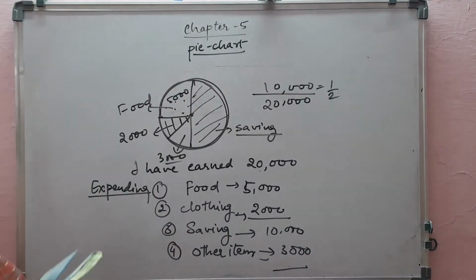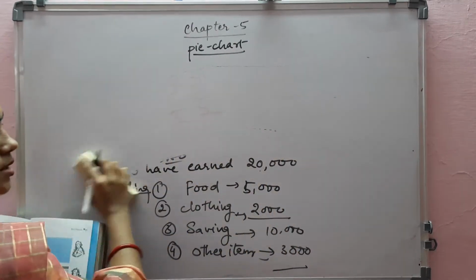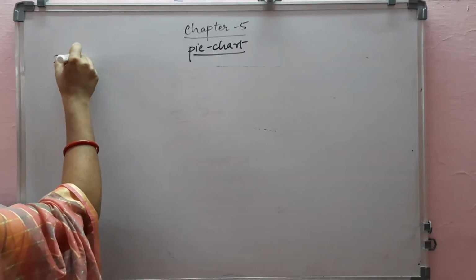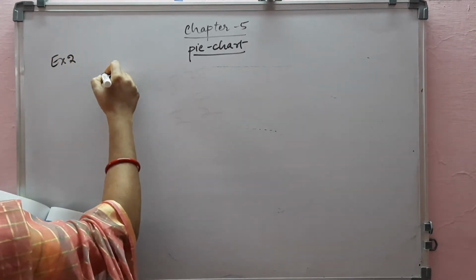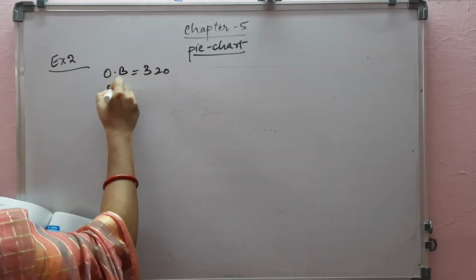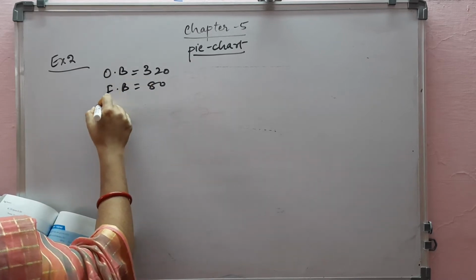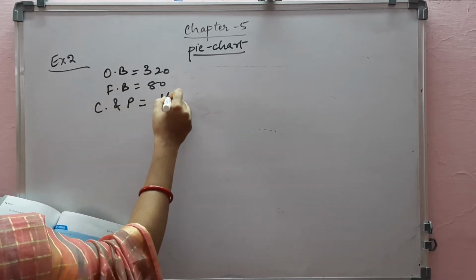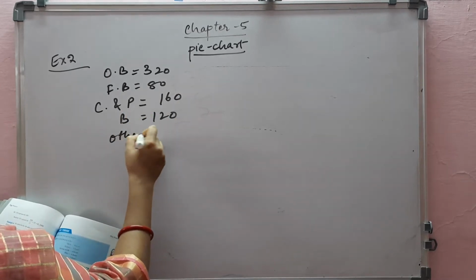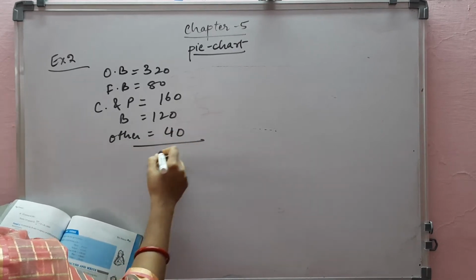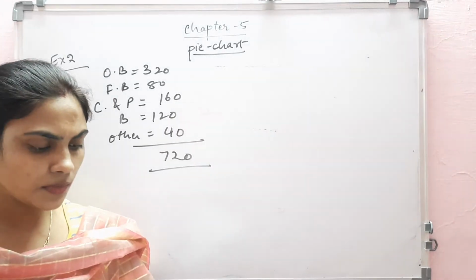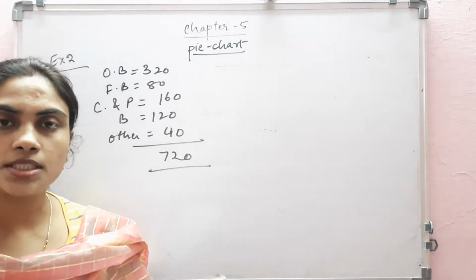Example is given here. Example number 2, that I also explained in the live class. In the example 2, this chart has been given. Ordinary bread is 320 rupees. Fruit bread is 80 rupees. Cakes and pastries are 160. Biscuits are 120. And others are 40 rupees. And the total amount is 720. This is the bill of a grocery, and we have to represent it in the pie chart.